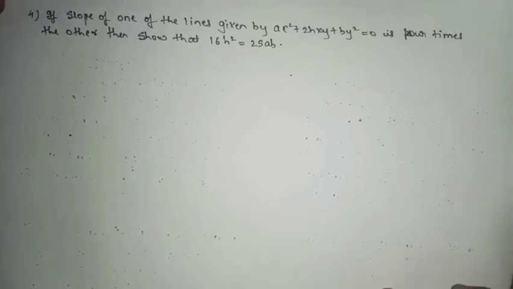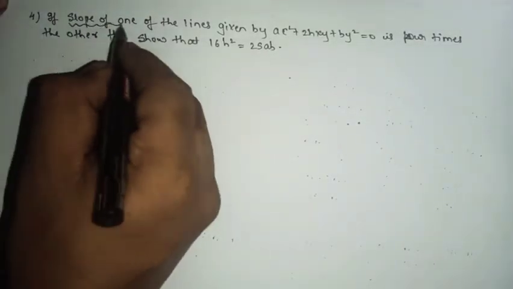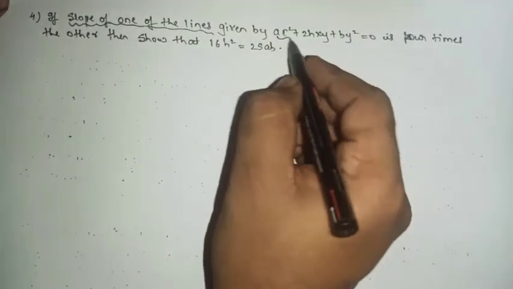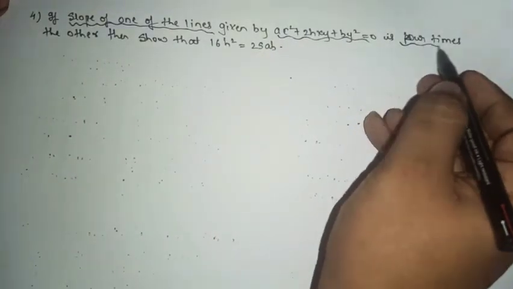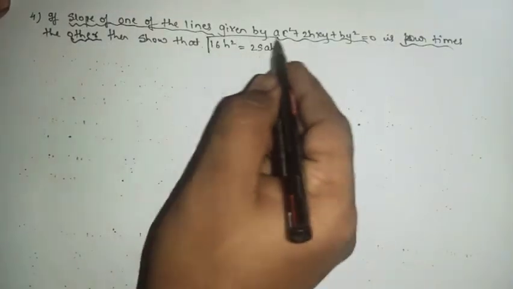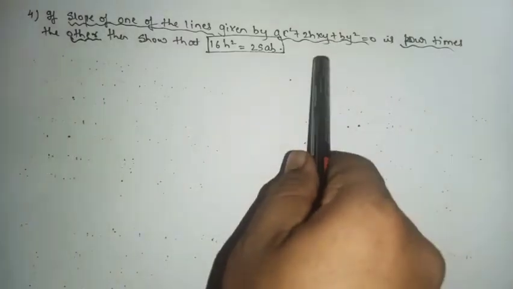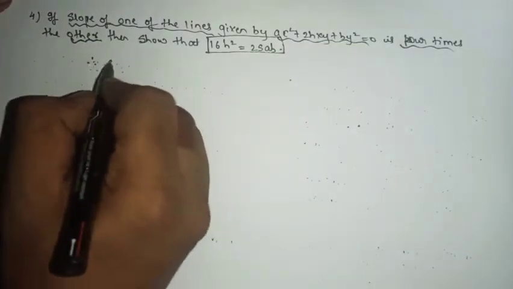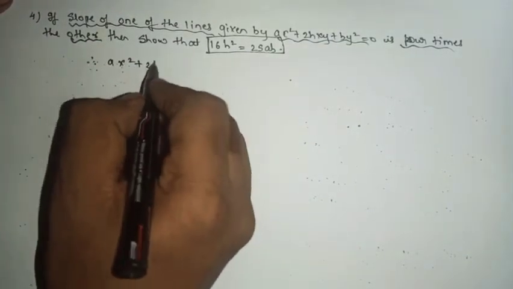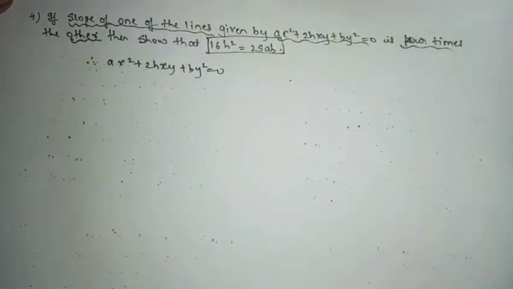We'll take one more sum based on type number 2 using method number 1. Here we have: if the slope of one of the lines given by this equation is 4 times the slope of the other, then you have to show that 16h square equals 25ab. Here we have the equation, we'll write the equation, that is ax square plus 2hxy plus by square equals 0.